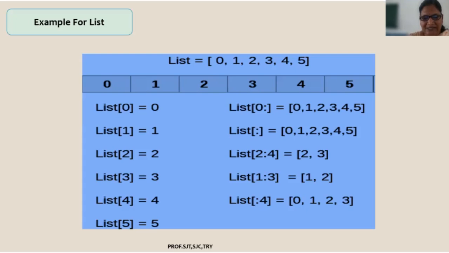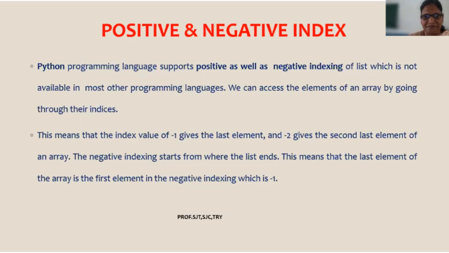Another example, list 1 colon 3. It shows 1, 2. If I give list colon 4, it shows 0, 1, 2, 3.